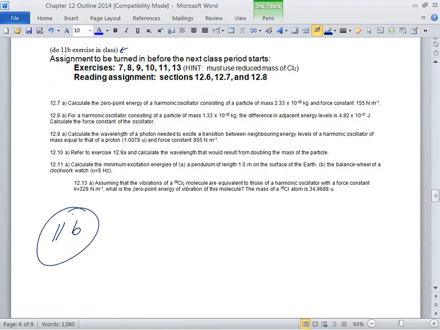11B. Calculate the minimum excitation energy of a 33 kilohertz quartz crystal watch. It's hard to even start unless you realize a quartz crystal watch exhibits what type of motion? Harmonic oscillator. It's a vibration. So it's a harmonic oscillator.